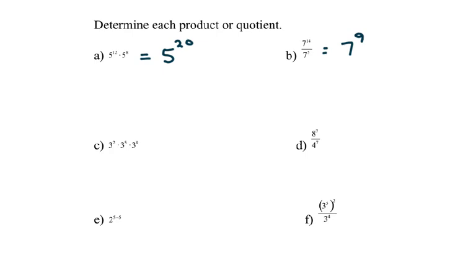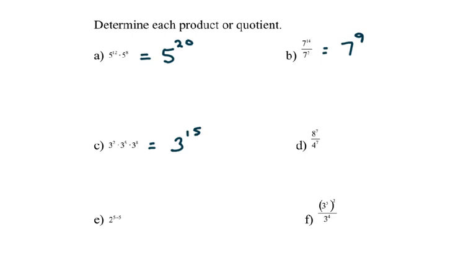In letter C, it's very similar to letter A, except now we have three 3s, right? So we have 3 to the 2nd, 3 to the 5th, and 3 to the 8th. And so all of those bases are the same, so we keep that base, and we can add those exponents. 2 plus 5 is 7. 7 plus 8 is 15, and so our simplified product is 3 to the power of 15.